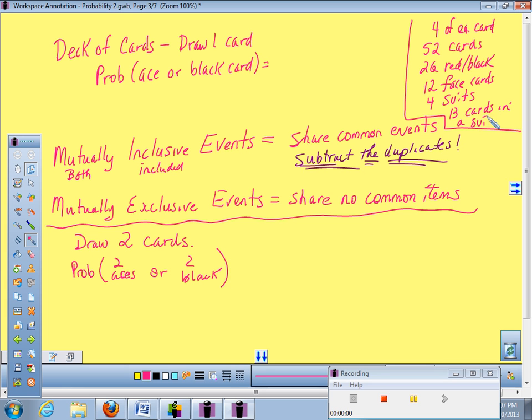Should I decide to put a question on there about cards on your test and you don't know how many something is in your deck, I'll tell you. I don't expect you to be a card expert, you know, some families are card players and some aren't.